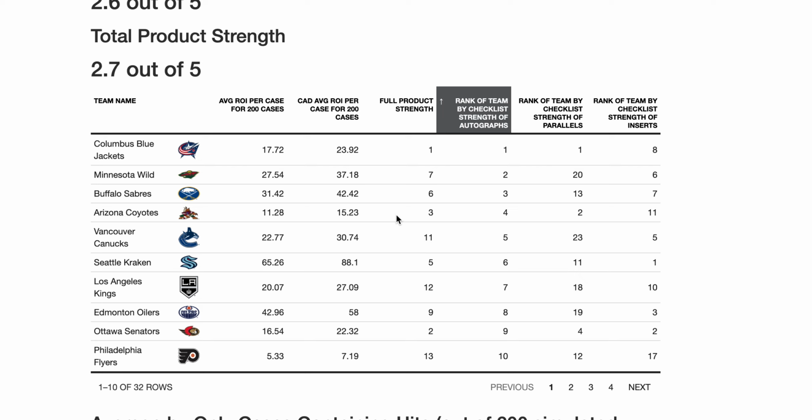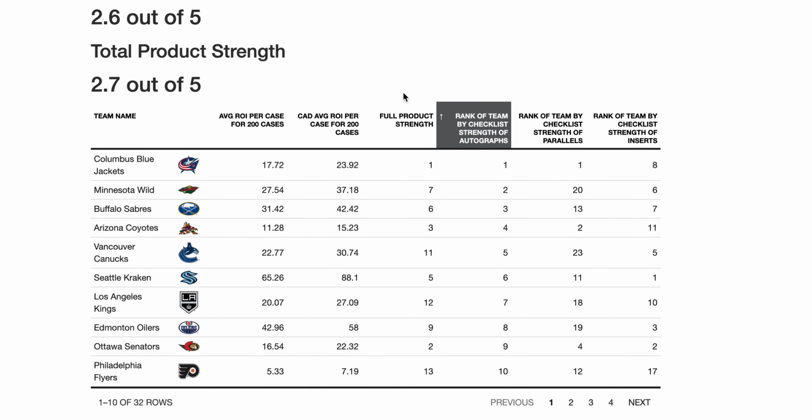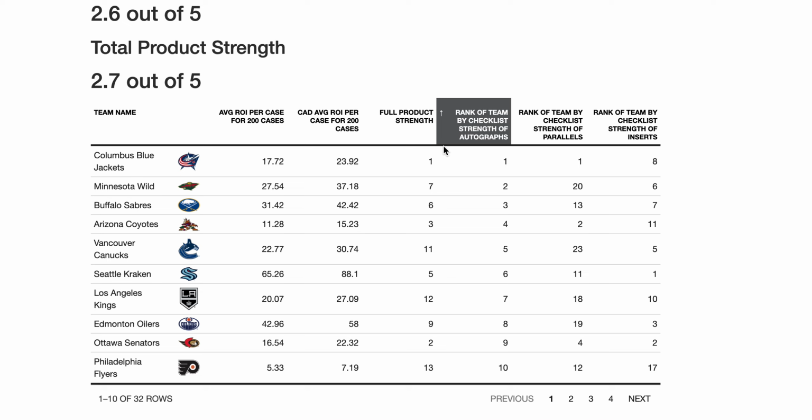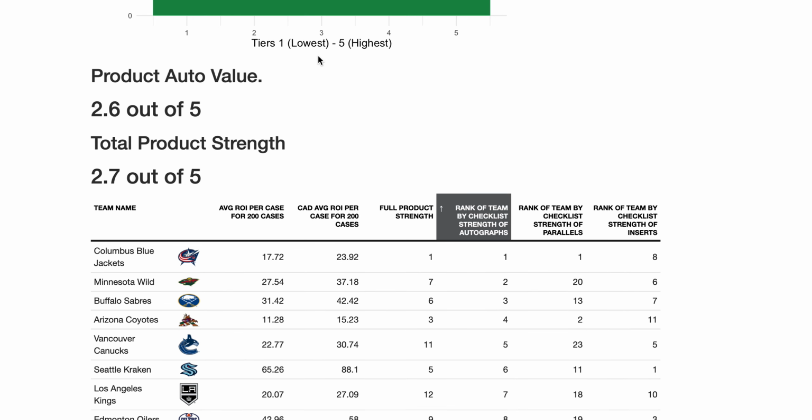So I'm going to go into real quick detail about how I do this. What I do basically is I take that 1 through 5 scale, and then I explode the checklist out for all the print runs. So if there's 99 cards, I create 99 rows, and I give the player on that card their value score, so whether they're a 1, 2, 3, 4, or 5.